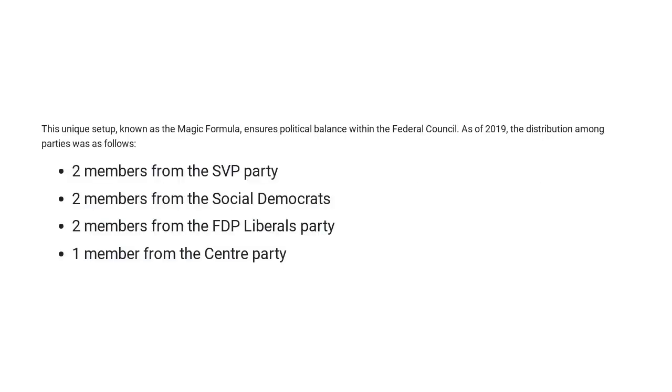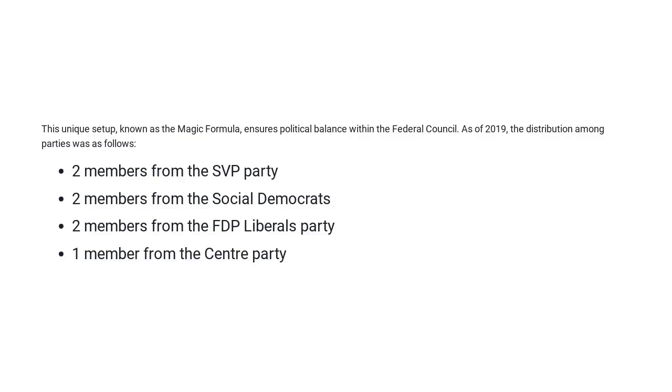Mixed executive government, the magic formula. Switzerland's executive body, known as the Federal Council, serves as both the head of state and government. Unlike in many countries with a prime minister or president, Switzerland's executive leadership comprises 7 federal ministers, each representing a different party. This unique setup, known as the magic formula, ensures political balance within the Federal Council.